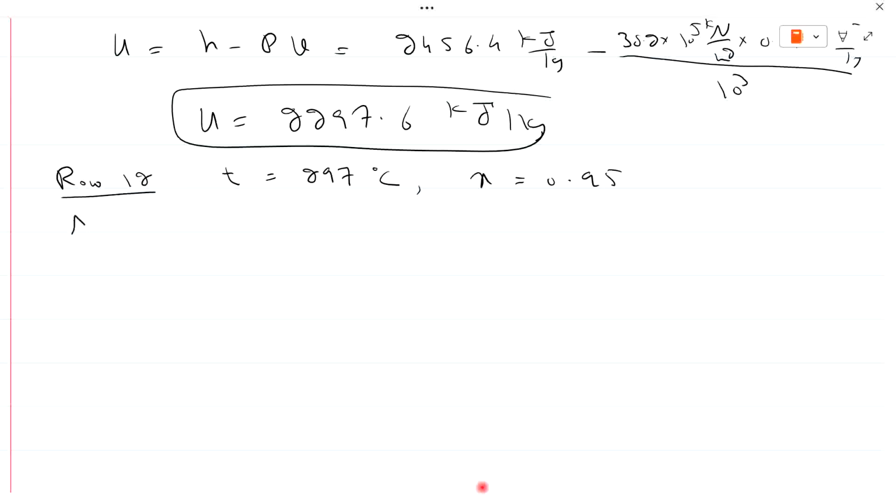As x is equal to 0.95, less than 1, the properties are in the saturated region. So we will use the saturated steam table. As 297 degrees centigrade is not available in the saturated steam table, we will do interpolation.